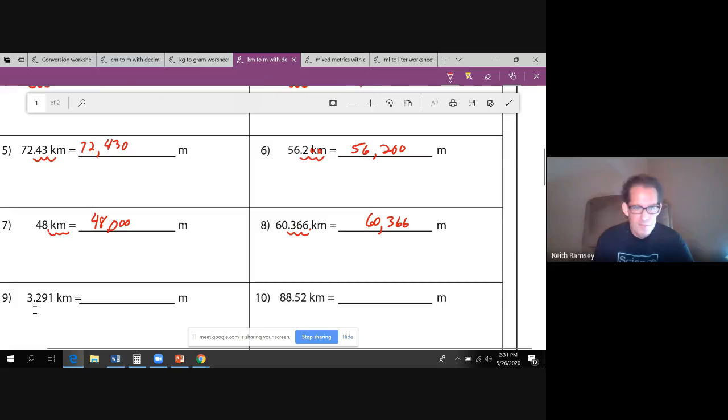Okay, same exact thing here. I'm moving it 3 steps. Now the decimal is going to be here. So this becomes 3,291 meters. I'm moving it 3 steps to the right, and I have to add a 0 here as a placeholder. So this would be 88,520 meters, or 88.52 kilometers.